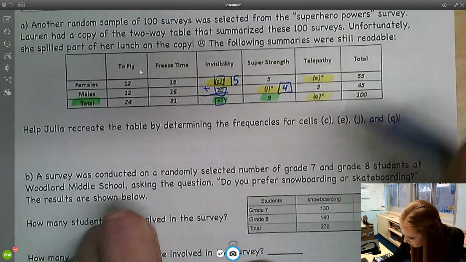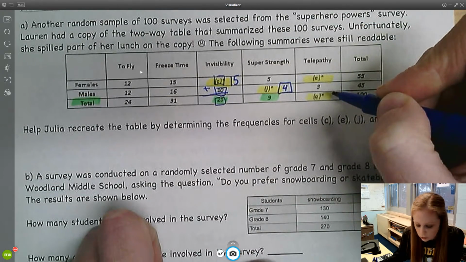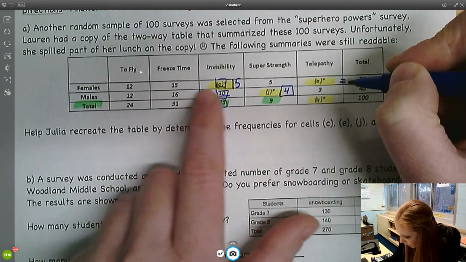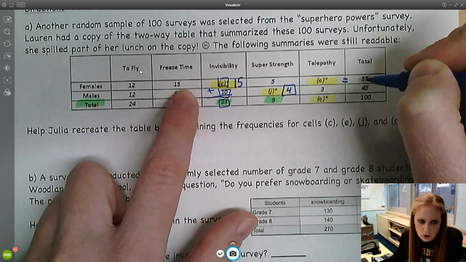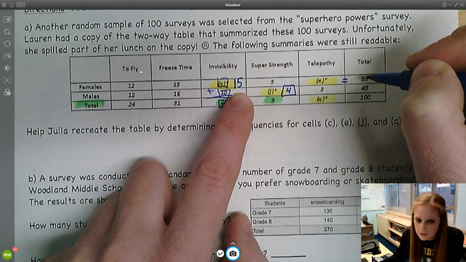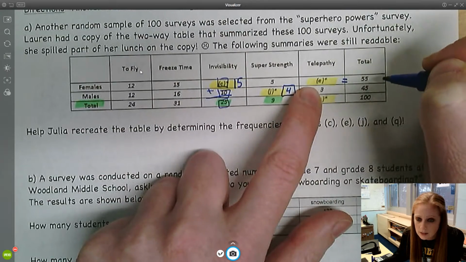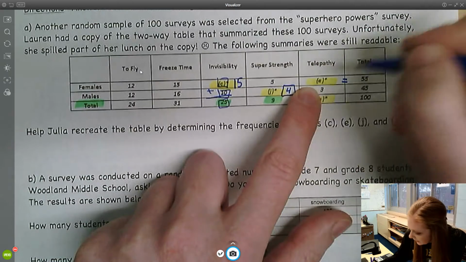These are our totals. This one, telepathy, has two unknowns, so we're going to have to get a little more creative. Well, we can figure out E because we know that this entire row has to equal a total of 55. So I can add together 12 plus 15, which is 27, 27 plus 15, which is 42, 42 plus 5 is 47, 47 plus what is going to give me 55? 48, 49, 50, 51, 52, 53, 54, 55, 8.